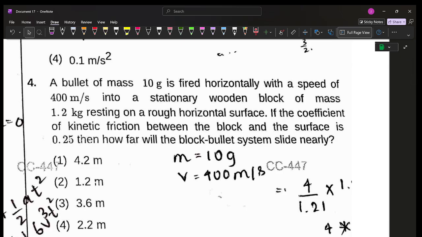Okay, so this is a question. A bullet of mass 10 gram is fired horizontally with a speed of 400 meter per second into a stationary wooden block of mass 1.2 kg resting on a rough horizontal surface. If the coefficient of kinetic friction between the block and the surface is 0.25, then how far will the block-bullet system slide nearly?